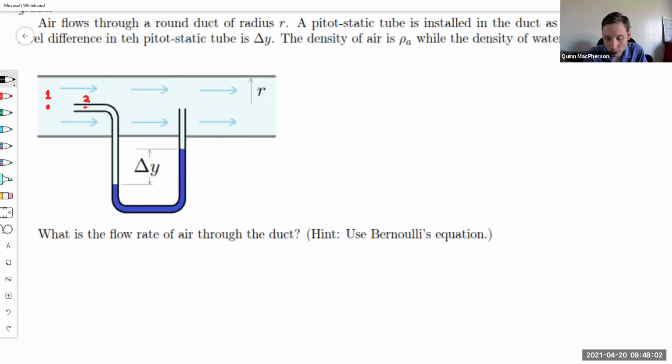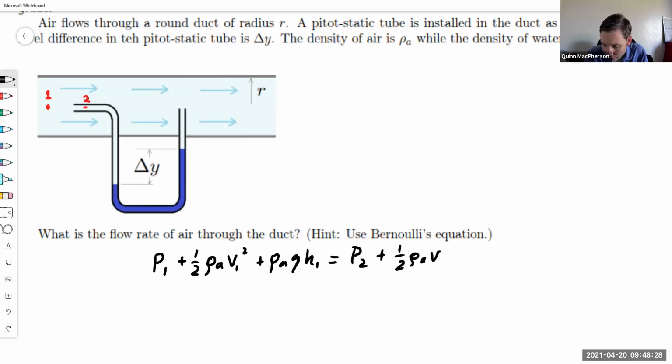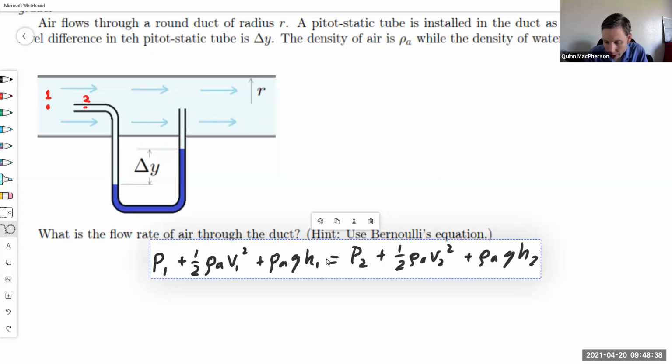Bernoulli's equation says that P1 plus 1/2 rho, and this will be rho of air, because air is the fluid we have moving, V1 squared plus rho air g h1 is equal to P2 plus 1/2 rho air V2 squared plus rho air g h2.